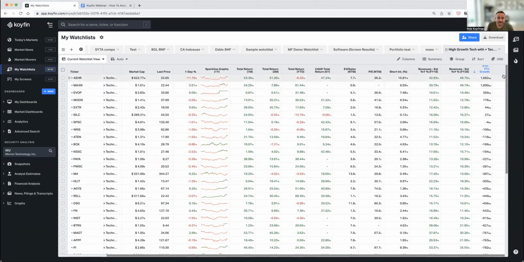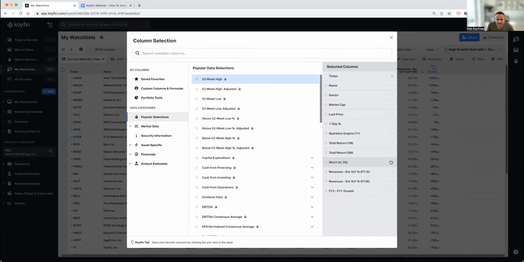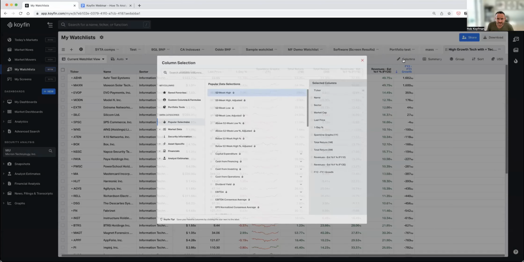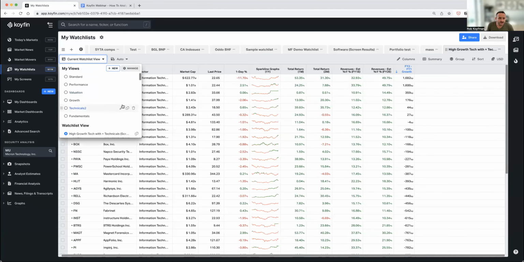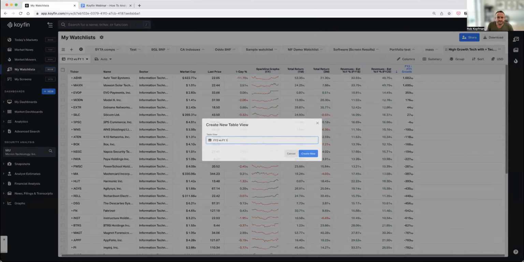One thing I want to highlight is now that I have this kind of configuration, what I can do is, let's say I'm just going to delete some of these numbers, but I'm going to leave these columns that I added and created, and I'm going to go to views here. And this is currently my watch list view. So what I want to do is save this as my views, which are going to be available to me in any watch list, not just this watch list. So I'm going to duplicate this. I'm going to call this my FY2 versus FY1 view.